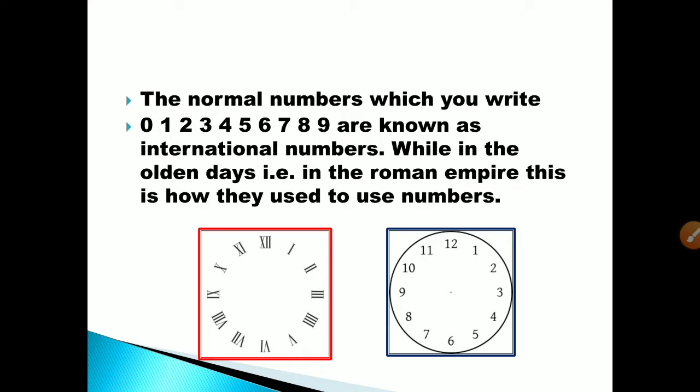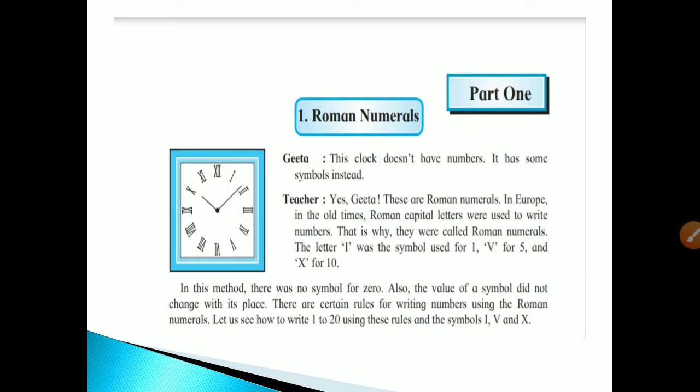Second clock, red color clock. In this clock, instead of numbers, there are some symbols. These symbols are Roman numerals. Now we will start with our first chapter, Roman numerals, part 1.